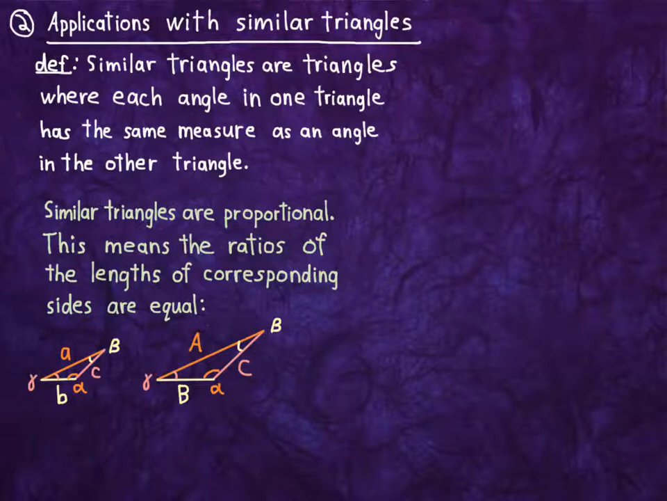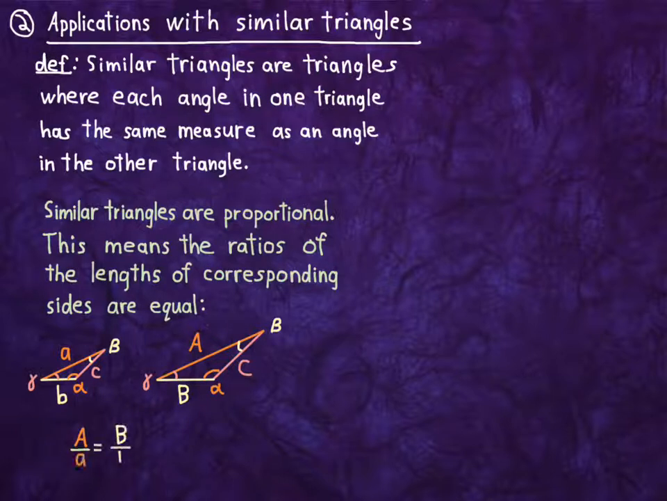And then the A side is the side opposite alpha, so it corresponds to the little a side. The capital A corresponds to the little a. The capital B side corresponds to the little b side. They're not the same, but the ratios of these sides will be proportional.